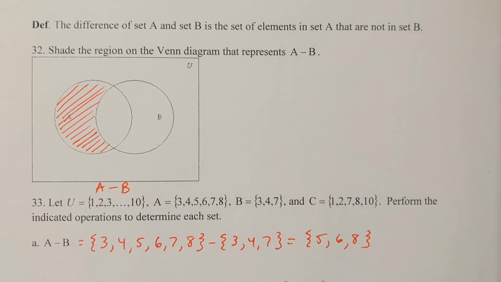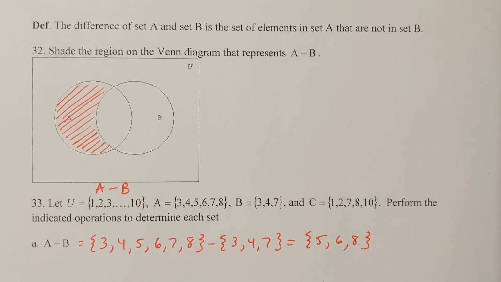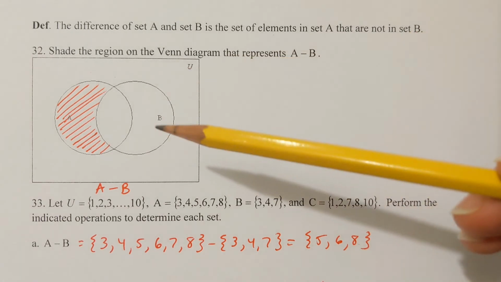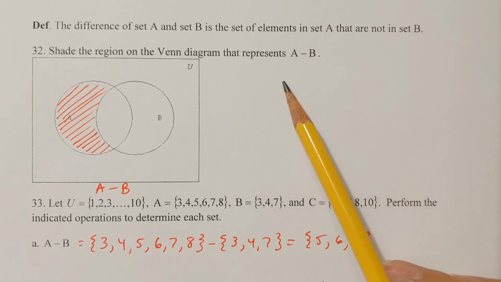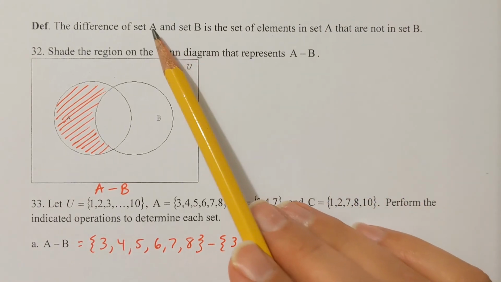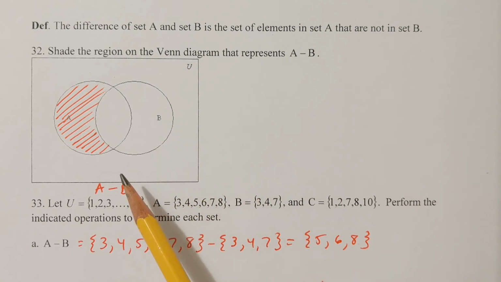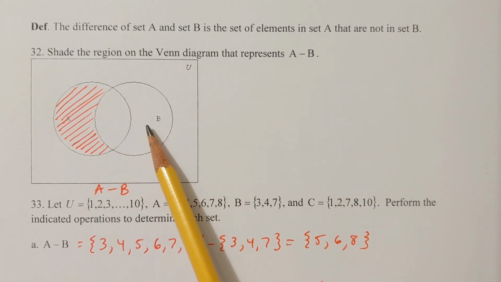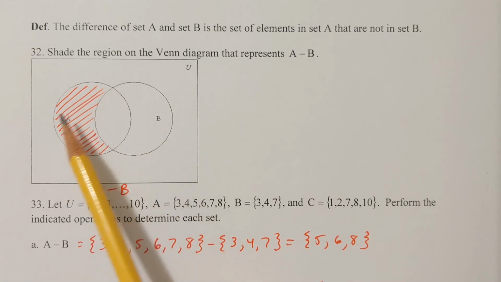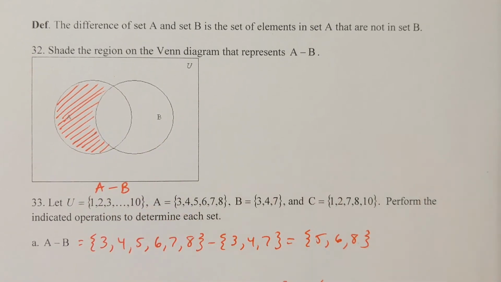Let's see, so the next thing is the definition. The difference of set A and set B is the set of elements in set A that are not in set B. Okay, problem 32, shade the region on the Venn diagram that represents A minus B, which is this definition up here. Anything in A that is not in B, so I've got that shaded, that'd be A minus B.